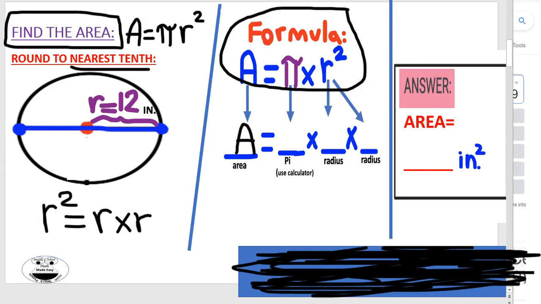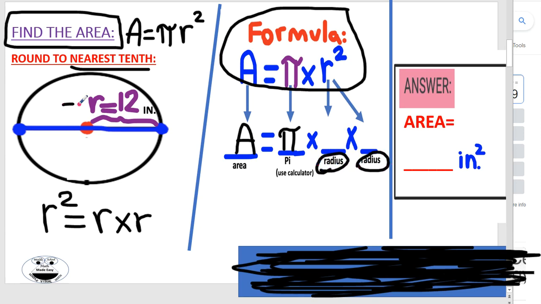So let's continue. What we are going to do now is we're going to substitute all the values given to us. Pi, we know, is a number that when we push the pi button on the calculator, it's going to calculate what it is. So we're just going to put the pi down. R times r. So it tells you here, radius times radius. R squared is radius times radius.